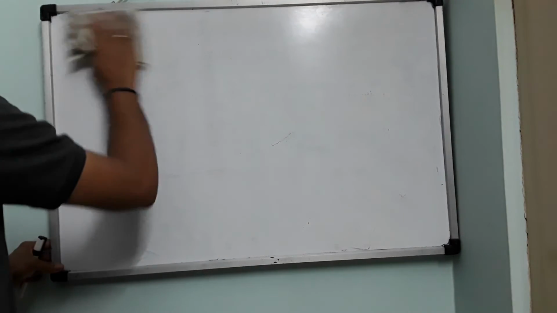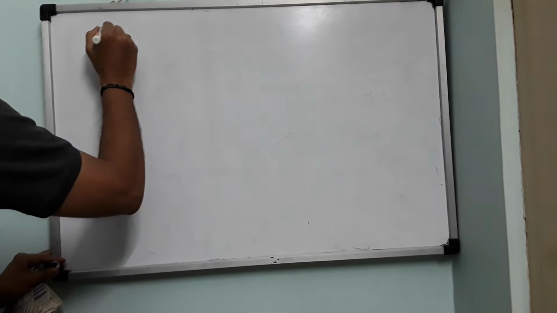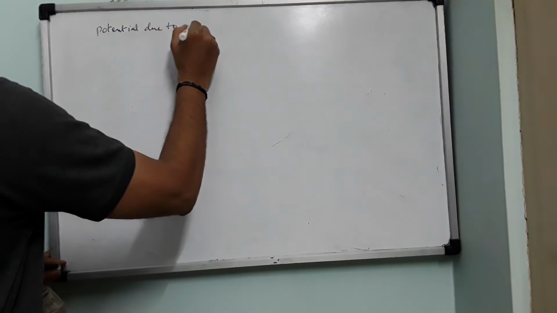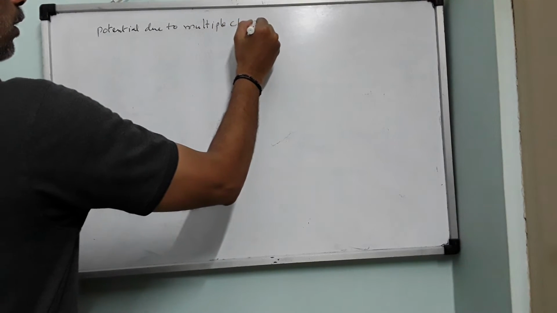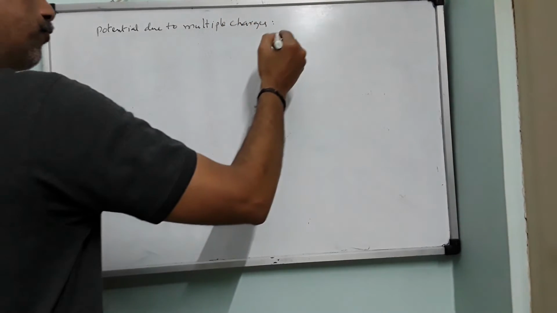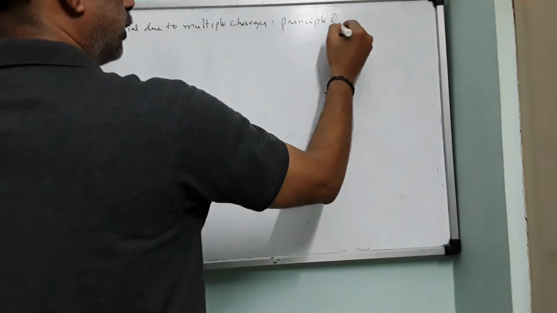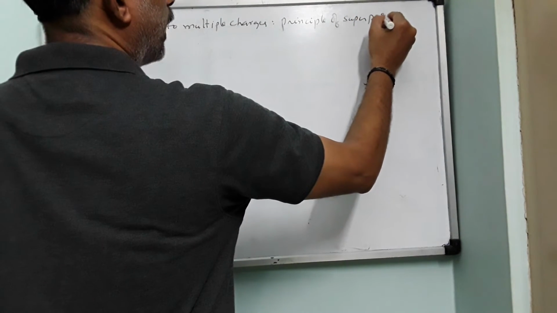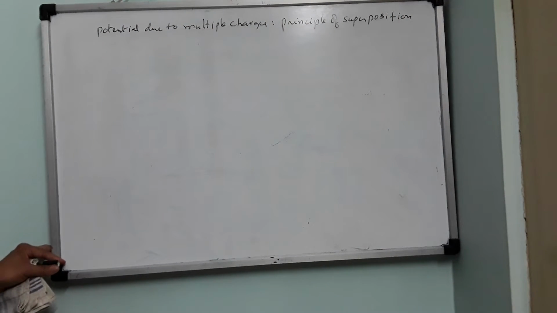So for that, what we give as heading is potential due to multiple charges. Of course, this is the principle of superposition. The principle of superposition is discussed not only for vector quantities, it also can be stated for scalar quantities. So we will see now.